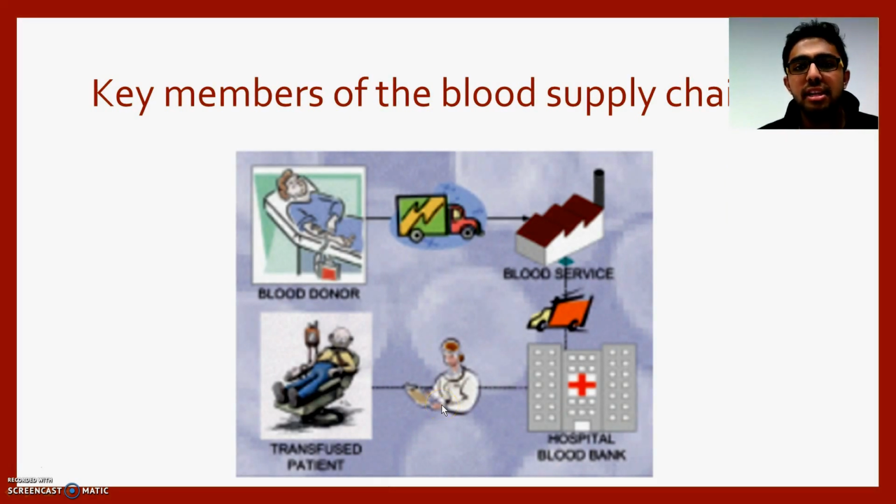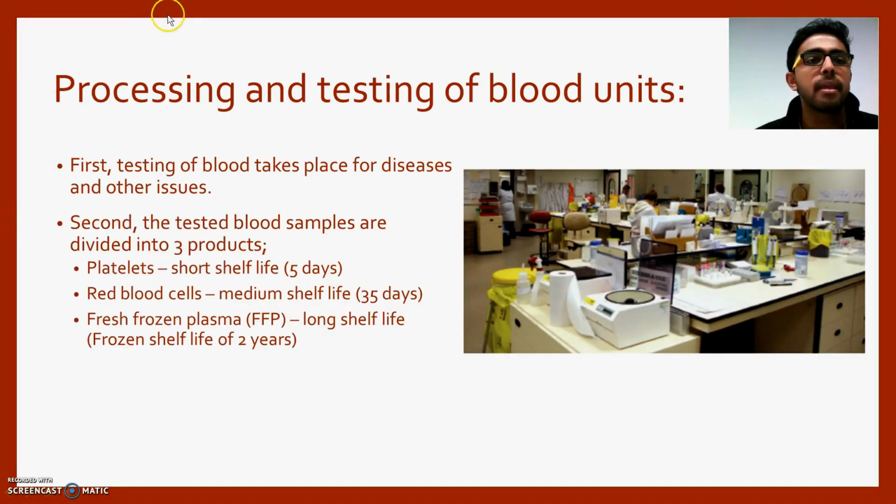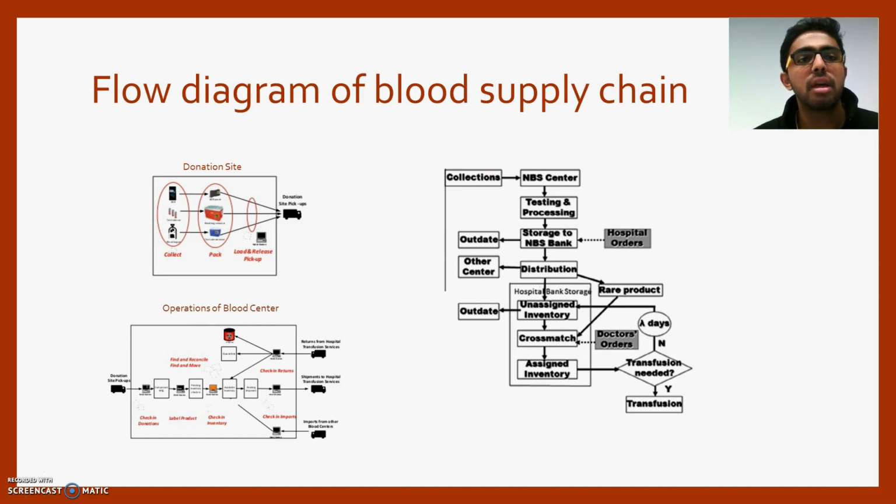Overview of the blood supply chain or the key members: the donor, process and servicing centers, blood banks, and the patient, and mainly the doctor who orders the blood. Processing and testing of blood units. First, the testing of blood takes place for diseases or any issues associated with them, and secondly, the good blood samples are divided into three products: platelets, red blood cells, and frozen plasma. As you can see, there's a shelf life associated with them.